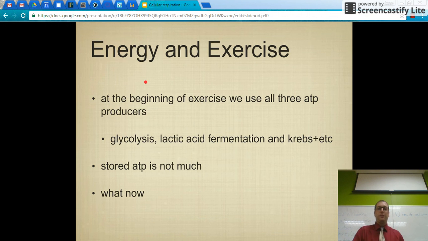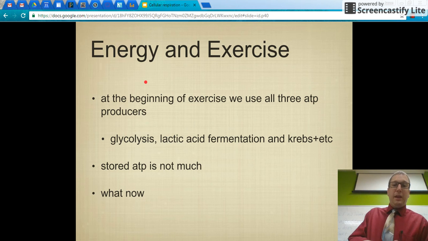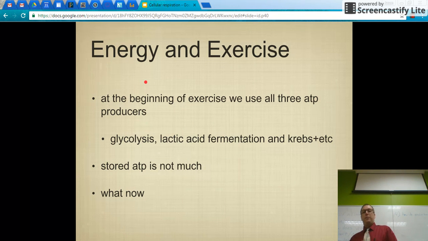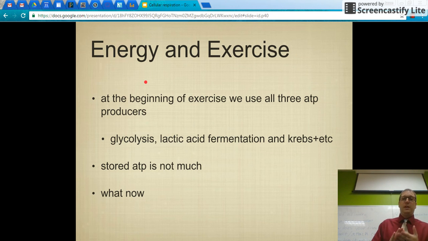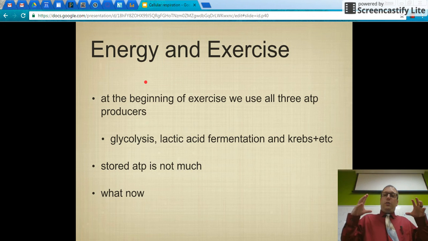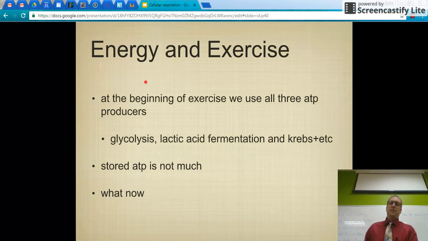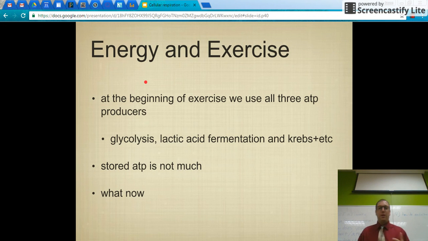All right, we'll try and get through this in the 2 minutes left. Hey, so at the beginning of exercise, we have 3 ways to get ATP. Okay? You can use glycolysis, fermentation, or the Krebs cycle. Your cells don't store a ton of ATP, so we've got to have a way to replenish it. Okay?